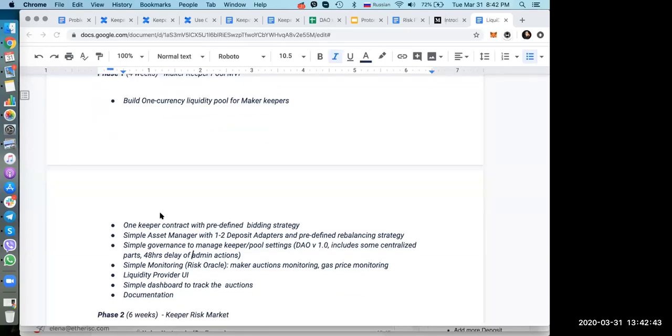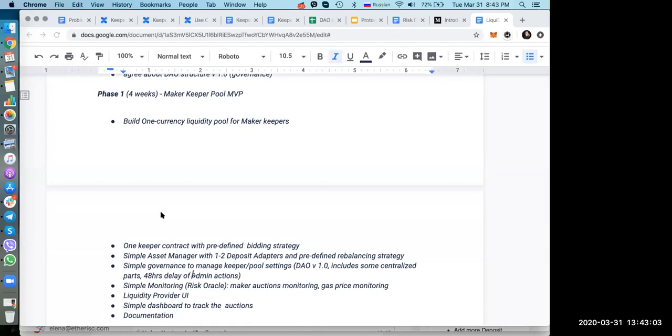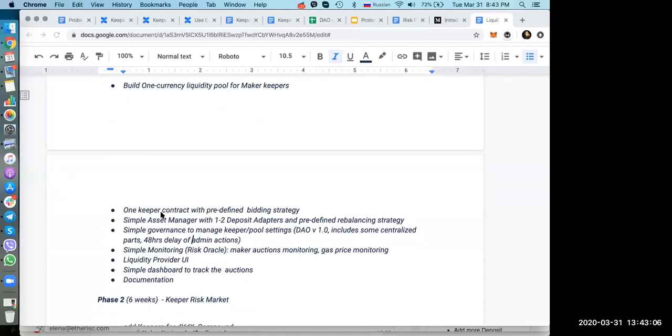As I said before, the governance for phase 1 will be pretty simple and will contain some centralized parts. But we are going to add a 48-hour delay on admin actions just to add some security, even for these first 4 weeks. Then the simple monitoring oracle, which in the first phase will contain mostly 2 features: the Maker auctions monitoring and the gas price monitoring. The monitoring of the mempool will be the subject of phase 2.